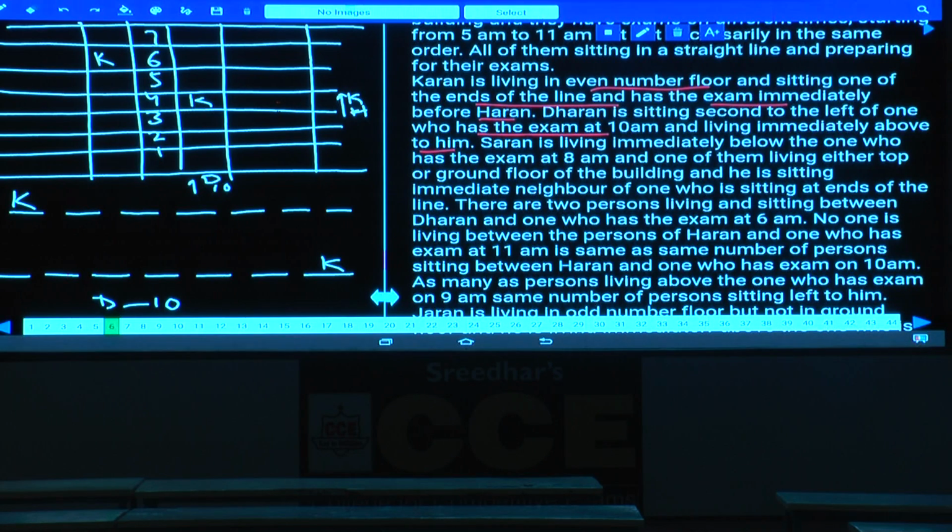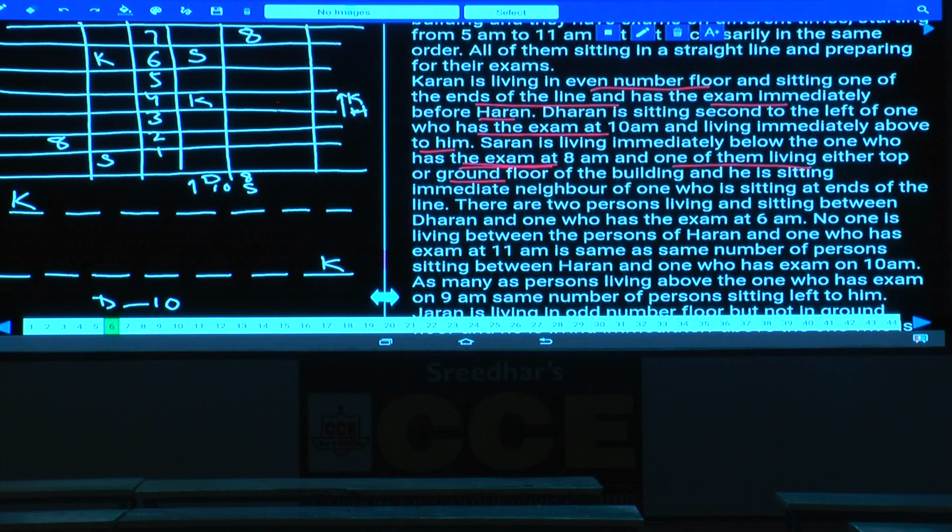And Saran is living immediately below the one who has the examination at 8 a.m. Now this person must be Saran, immediately below the one who has the exam at 8 a.m., and one of them is living on either the top or the ground floor. Either 8 is at the top, or what is the other possibility here? S is at the bottom. If S is here, then 8 will be here; if 8 is here, then S will be here.